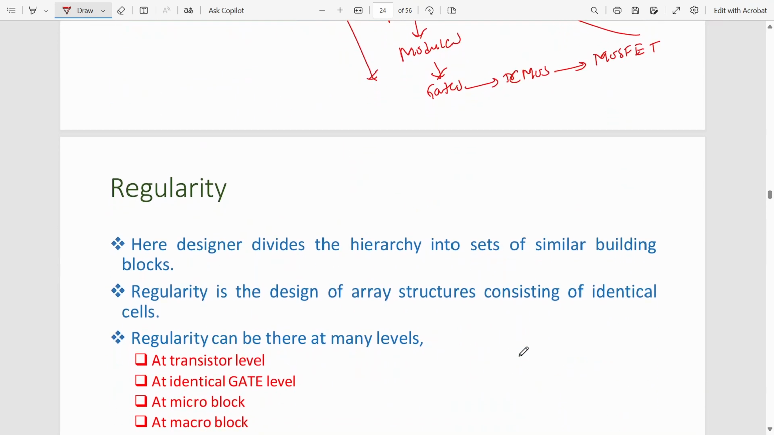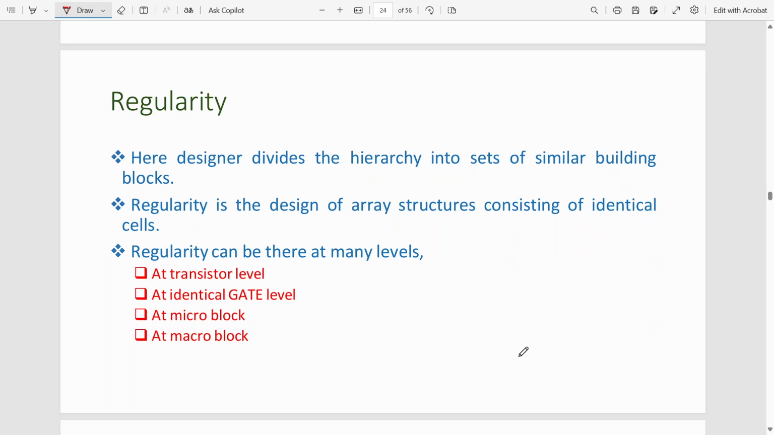Regularity means that the designers divide the hierarchy into a set of similar building blocks. They design with similar building blocks at the transistor level, gate level, micro level and macro level. Macro level consists of macros like the processor, SRAM, I2C, SPI, and UART protocol peripherals. Next come the micro level, gate level and transistor level. This is regularity.